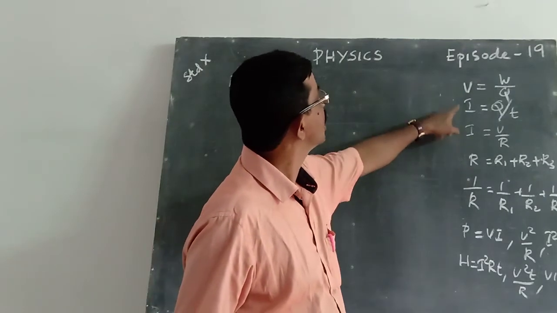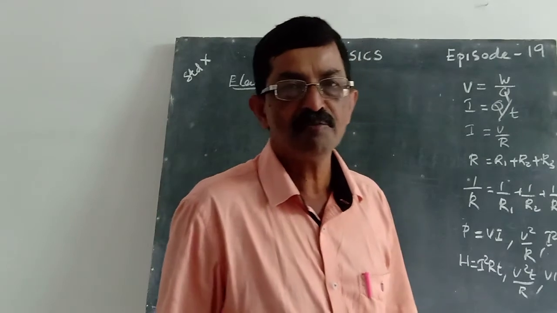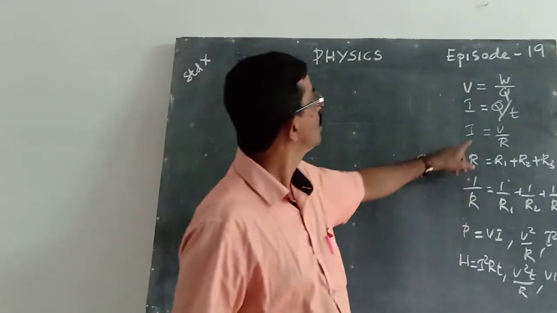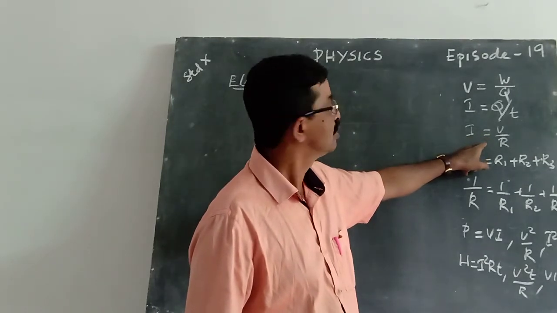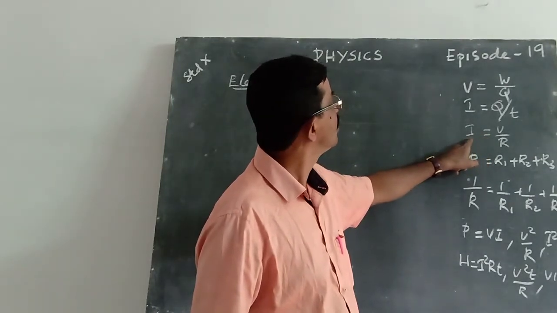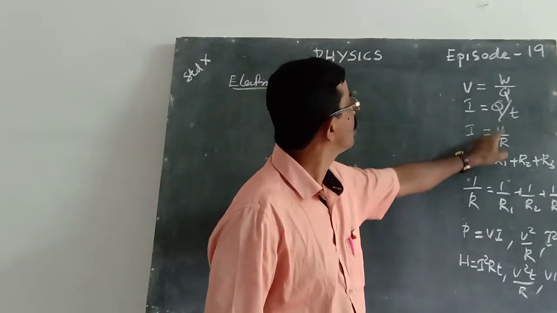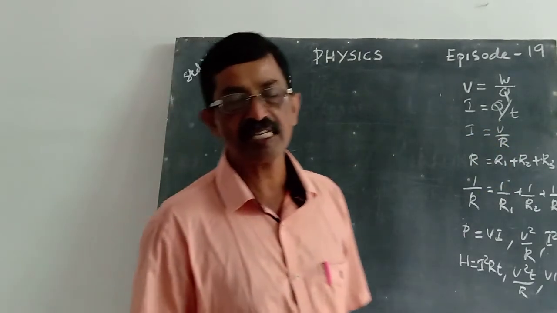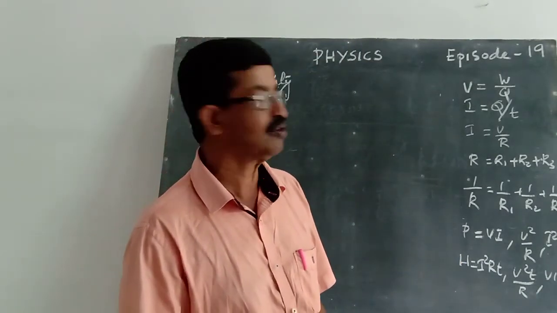Then another equation to find the current, I = V/R. This equation we got from Ohm's law. That means current is proportional to potential difference, or I = V/R. Here R is the resistance of the conductor through which current flows.